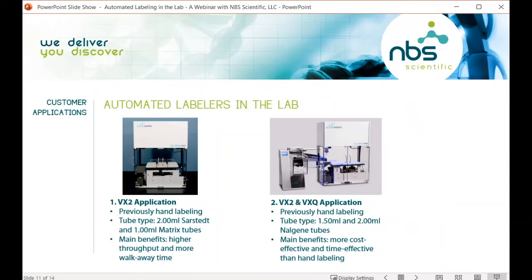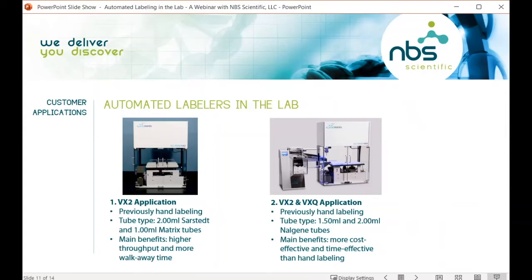For their process, they start with 1.5 ml and 2 ml Nalgene tubes that are capped. They load those tubes into the bulk tube feeder, which you can see in that picture on the right. The tubes are then conveyed into the VX2 where they are picked up by the gripper arm of the VX2. They're filled, labeled, and then placed into their subsequent racks on the work deck. And once those tubes are processed and labeled, they are then put into long-term storage.